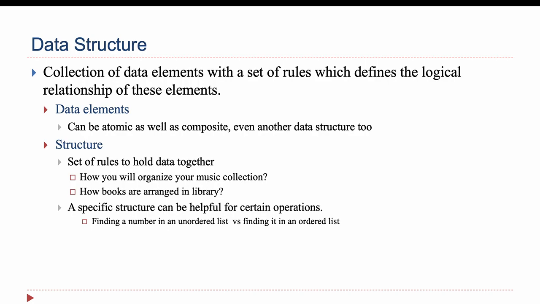The structure of a data structure refers to the set of rules that hold the data together, just like how books are arranged in a library or how you organize your music collection. A specific structure can be helpful for certain operations. For example, finding a number in an unordered list can be a slow or inefficient process, but if we organize the list in a specific way, such as in an ordered list, we can find the number much more quickly. Similarly, if we are working with a large amount of data, it may be more efficient to organize it using a specific data structure, such as a tree or a graph.